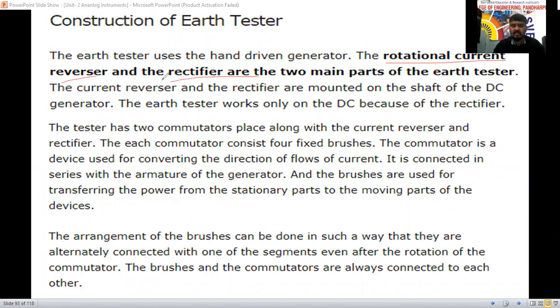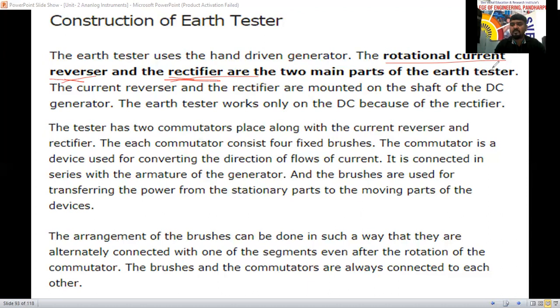Have you heard the name of rectifier? Anyone? Yes, sir. What it means, rectifier, what it will do? It converts AC to DC. And the current reverser, actually it is going to reverse the current. If it is DC, then it is going to make it as AC like that. Current, it is going to reverse that one here now.